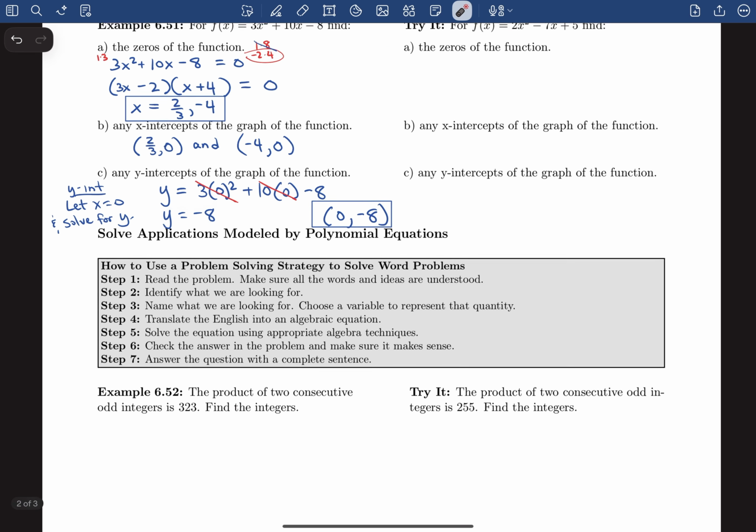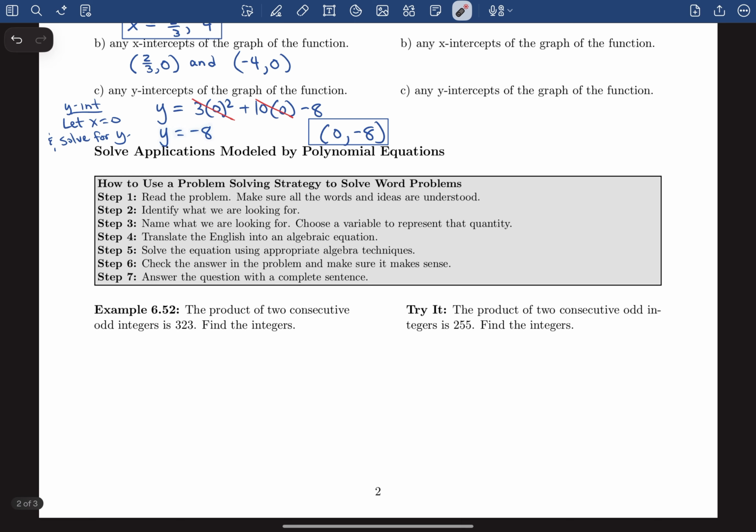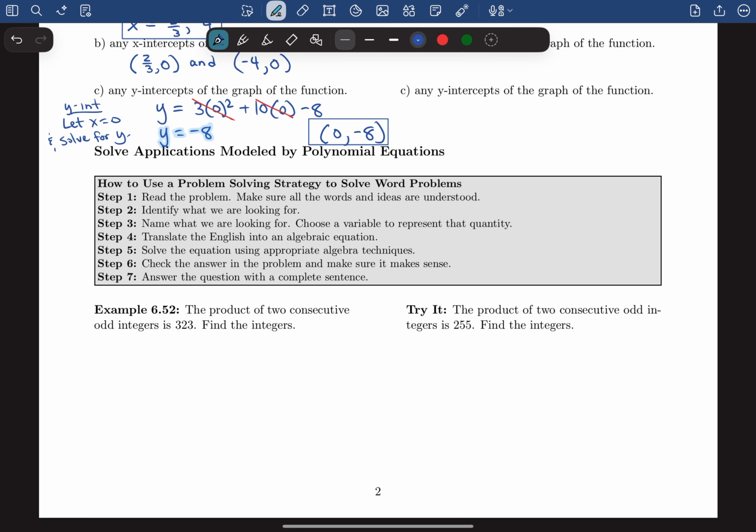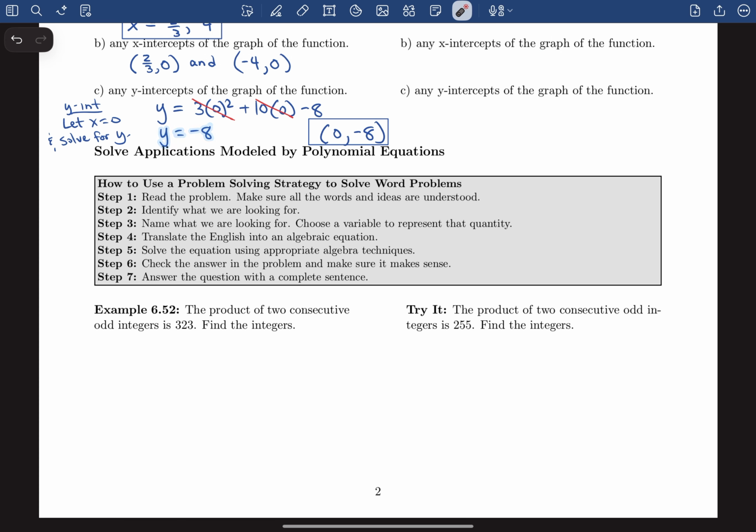All right. So how are we going to wrap up this lesson? Well, we're going to wrap it up by solving applications that are modeled by polynomial equations. We're going to start to see some real world scenarios, and we're going to use our skills to solve some of these quadratic equations by factoring.